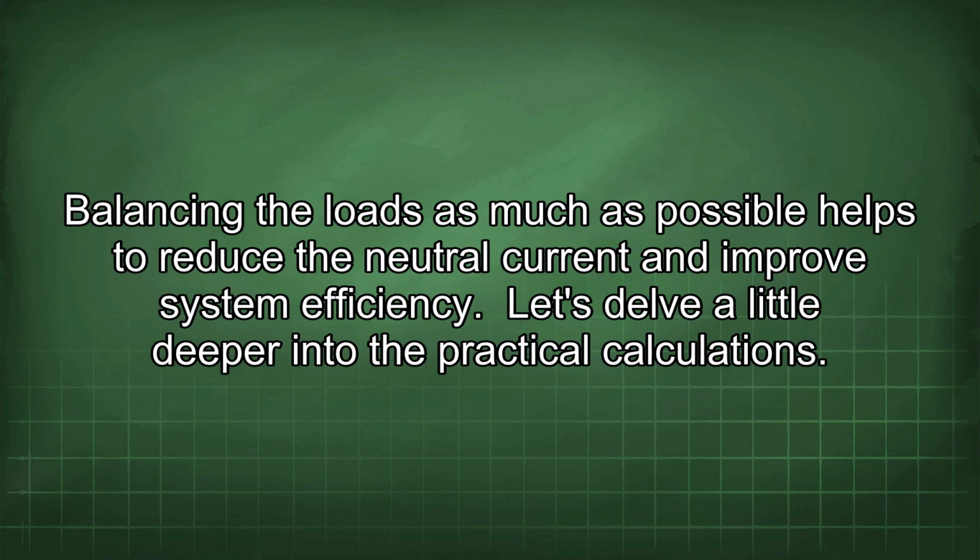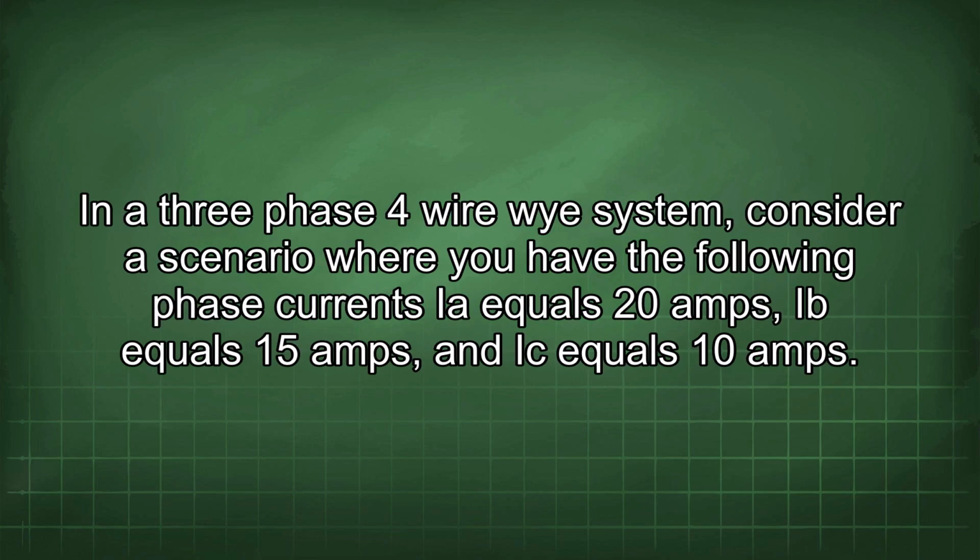Let's delve a little deeper into the practical calculations. In a three-phase 4-wire Y system, consider a scenario where you have the following phase currents: IA equals 20 amps, IB equals 15 amps, and IC equals 10 amps.